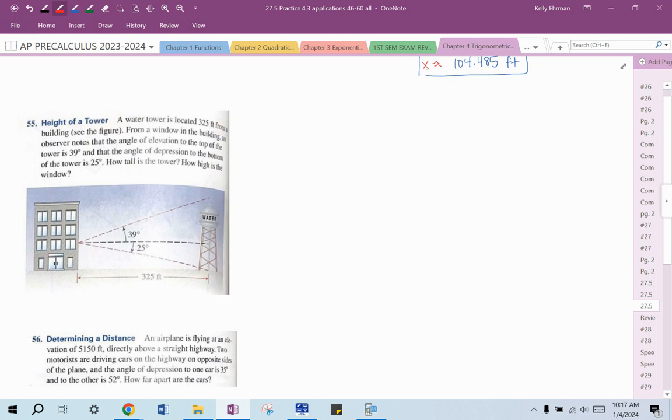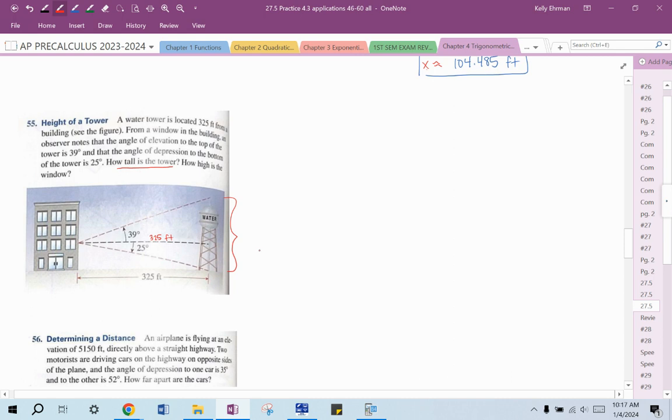A water tower is located 325 feet from a building, so they've put that down here, but also know that that's the length of this middle segment here. From a window in the building, an observer notes that the angle of elevation to the top is 39, angle of depression to the bottom is 25. How tall is the tower? So they want us to find this entire length. How tall is the tower? And how high is the window?